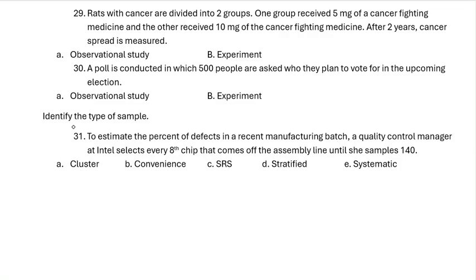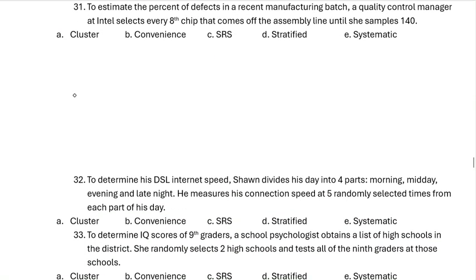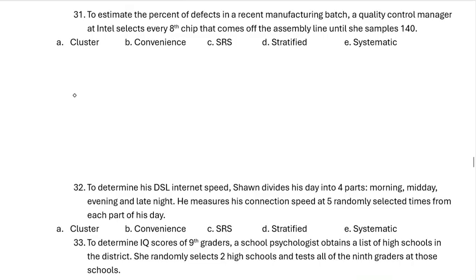Number 29, rats with cancer are divided into two groups. One received 5 milligrams of a medicine, the other received 10. After 2 years, cancer spread is measured. This is an experiment. The rats were given treatments. A poll is conducted in which 500 people were asked who they planned to vote for. No treatment, just an observational study, just observing what the people say will happen.